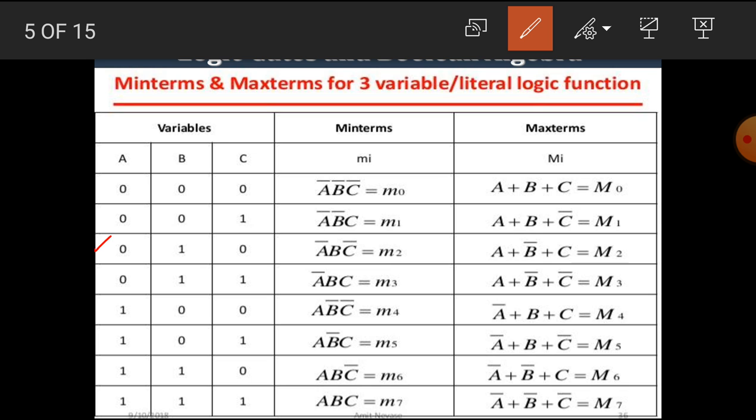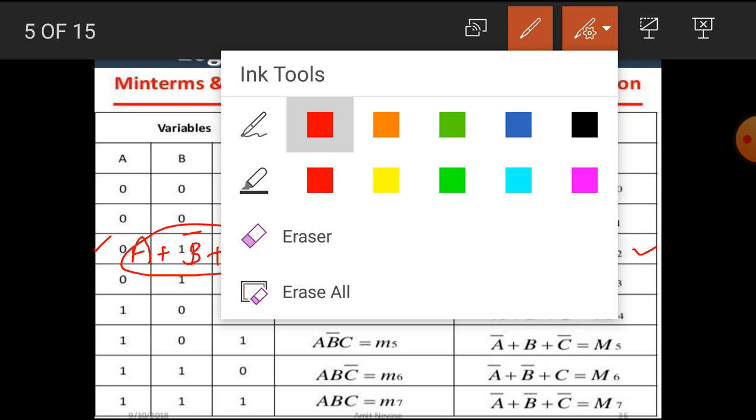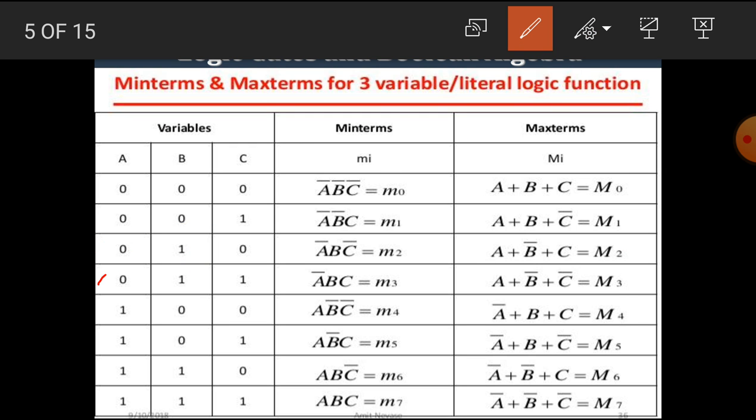The next condition is that A has the value 0, that means we have to write A, plus B has the value 1, that means we have to place B bar. C has the value 0, that means C. We get A plus B bar plus C. It is max term second, M2. The next condition is that A has the value 0, that means we place A, plus B has the value 1, that means B bar, plus C has the value 1, that means C bar. We get the max term A plus B bar plus C bar, which is max term 3, M3.